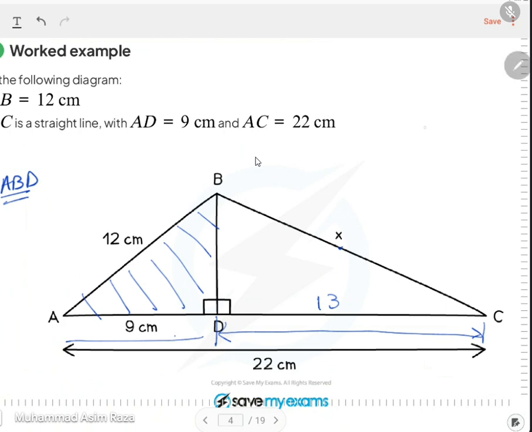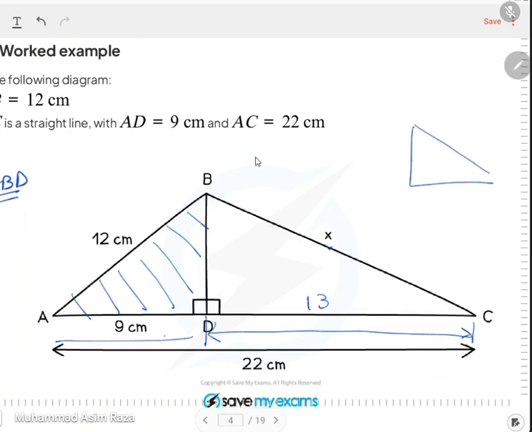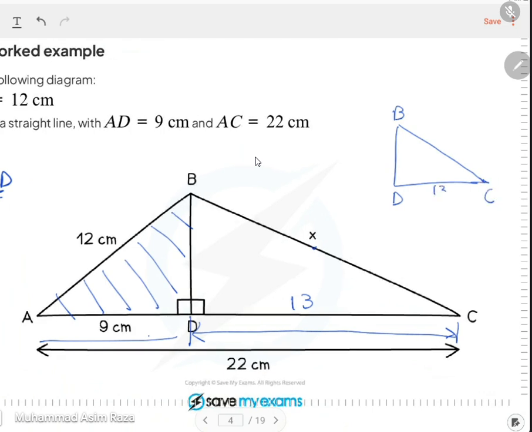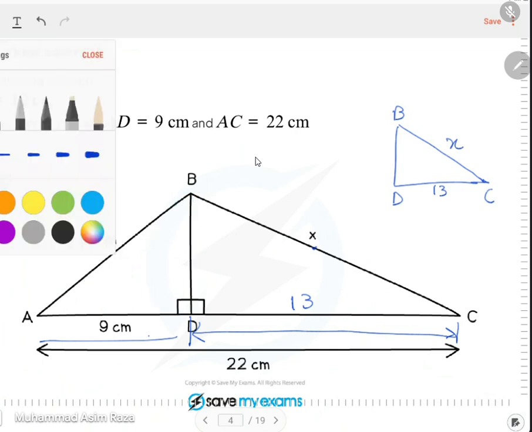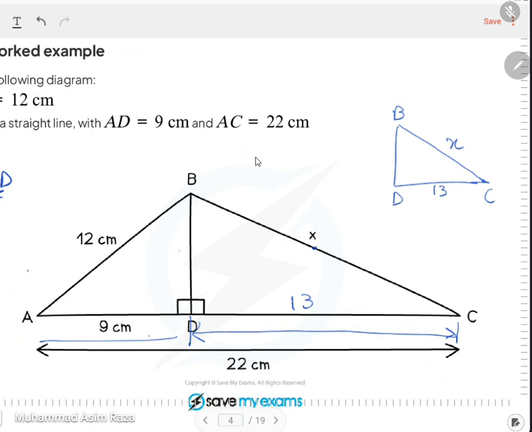And in the triangle BDC, this is B, this is D, and this is C, then this is 13, and I want to find out this one. With the help of triangle ABD, I can find out this length. So for now, let's say this is length Y.